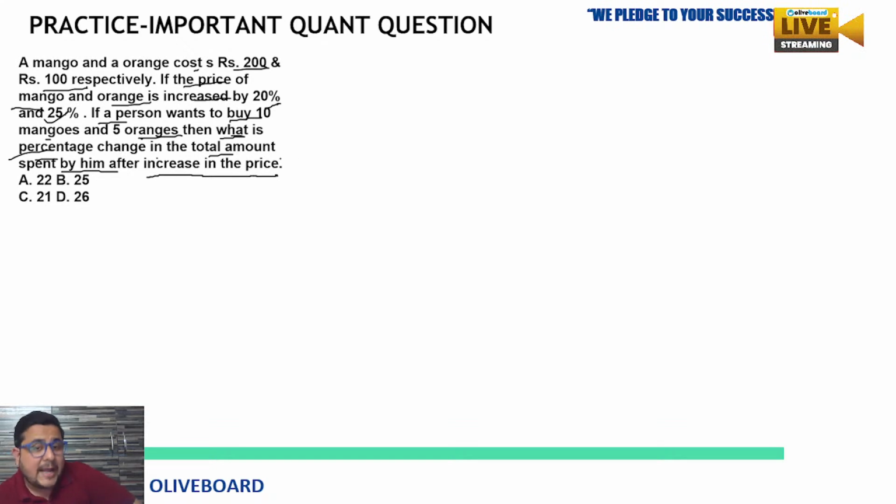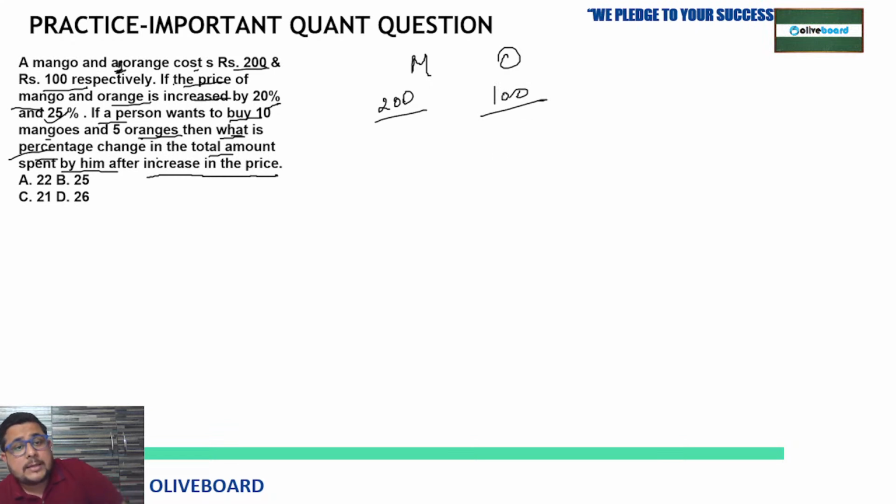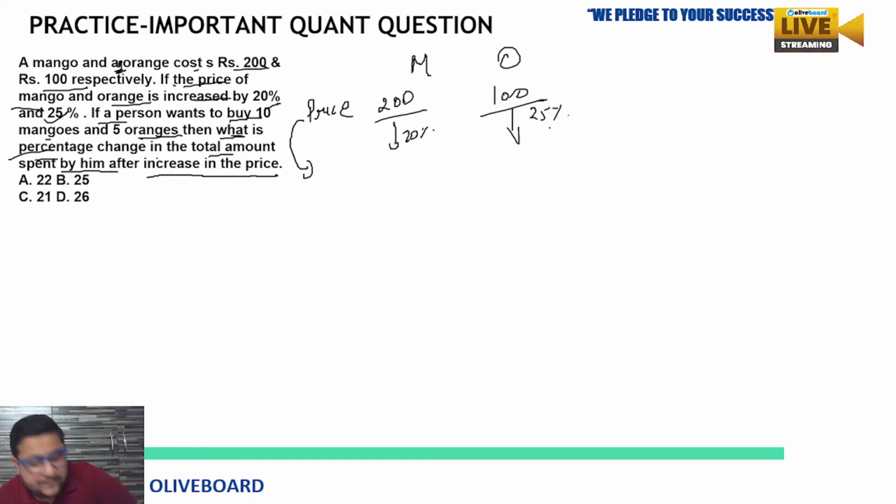Okay, so actually the situation is this. There is a mango and an orange. The per mango price is 200, and the price of a single orange is 100 rupees. The mango's price is increased by 20%, while the price of the orange is increased by 25%.